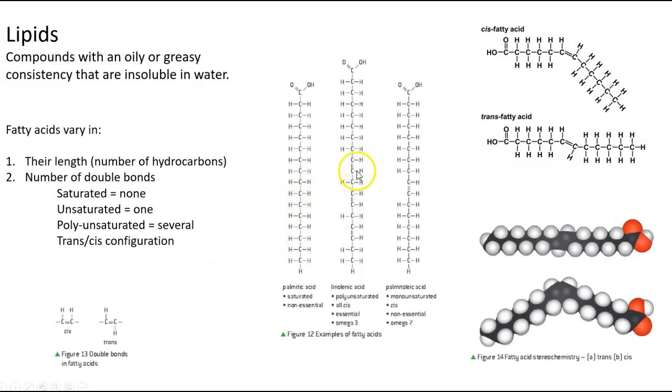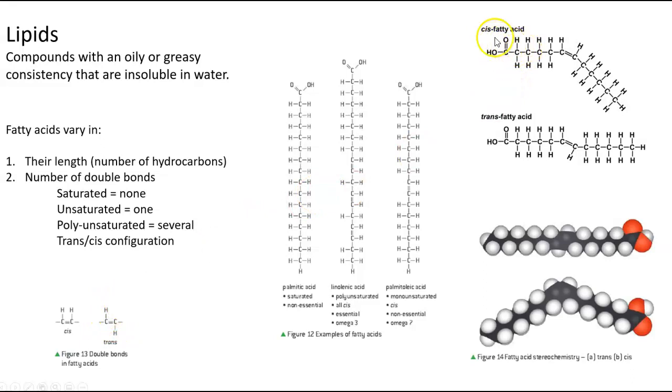And the last thing that they can vary in is, on the 2 sides of the double bond, if the hydrogens are on the same side, it's a cis bond. Cis means that they're on the same side, or trans if the hydrogens are on different sides of each other across the double bond.